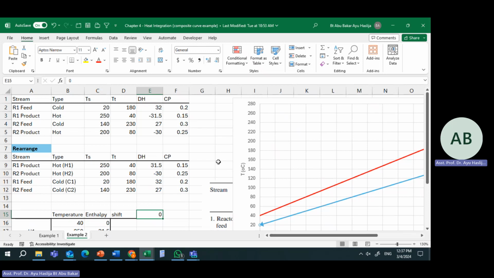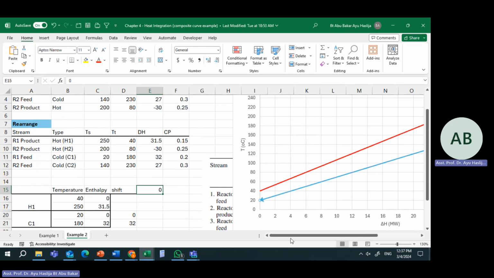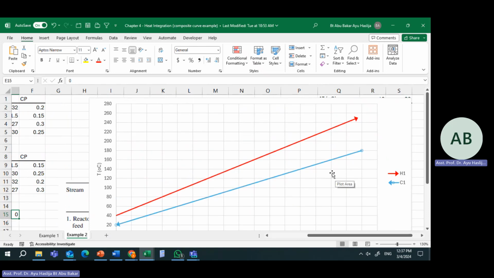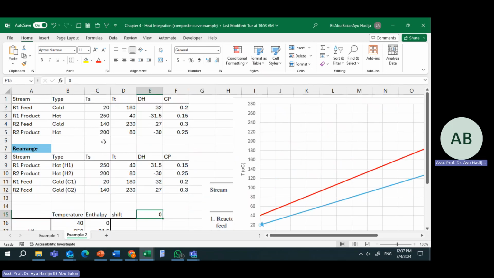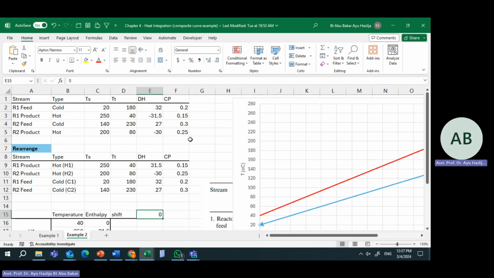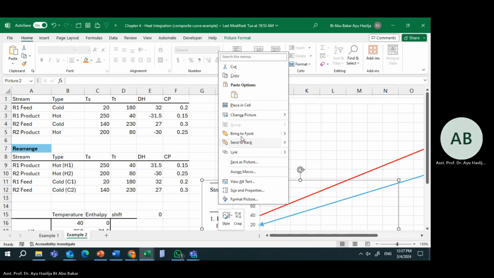This one is from the previous class, where I took one hot and one cold, and you come out with the composite curve. This one is one hot and one cold. Now, if you have two hot and two cold, this is the table from the example here. I put it here, the same table.